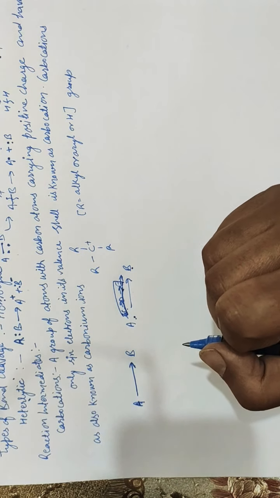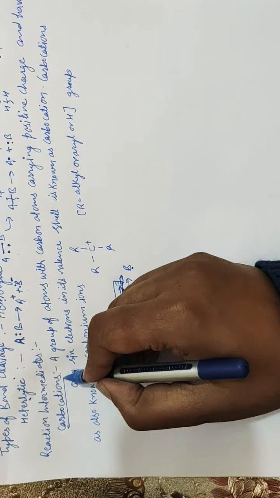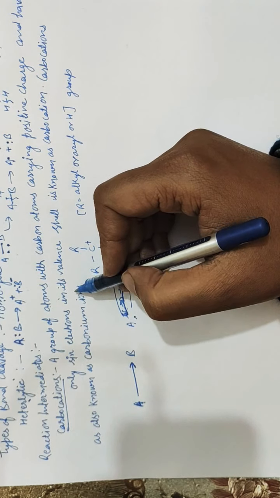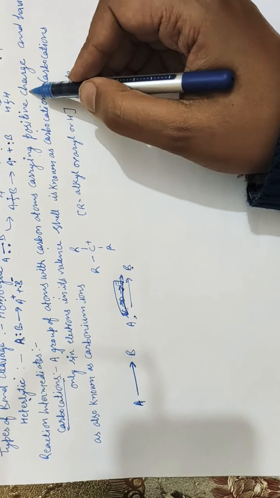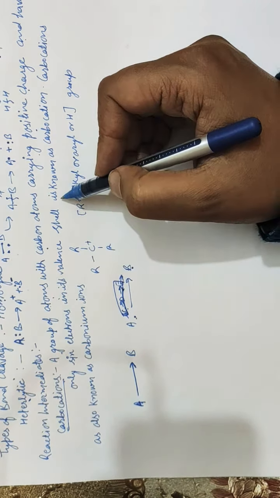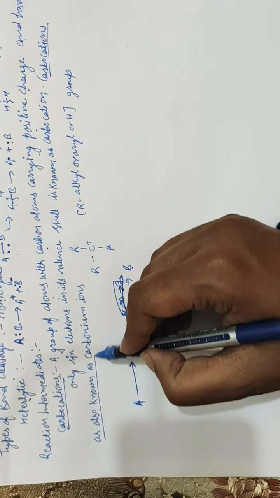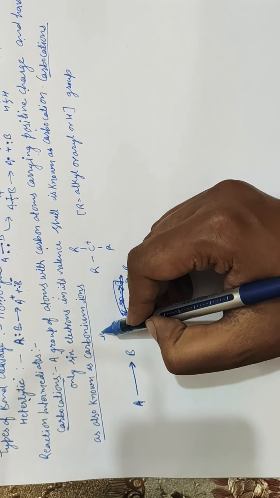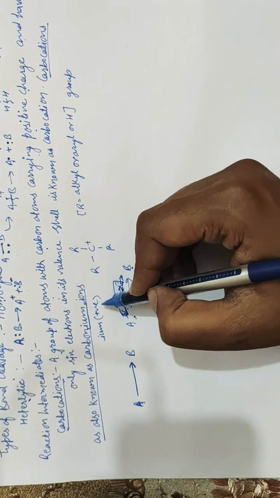So there are different kinds of reaction intermediates. First of them are carbocations, then carbanions, then carbenes and free radicals. First of all we will take the carbocation. Here I have written the definition of carbocations. Carbocations are a group of atoms with a carbon atom carrying a positive charge and having only 6 electrons in its valence shell. Carbocations are also known as carbonium ions. This suffix, ium, represents the positive charge.